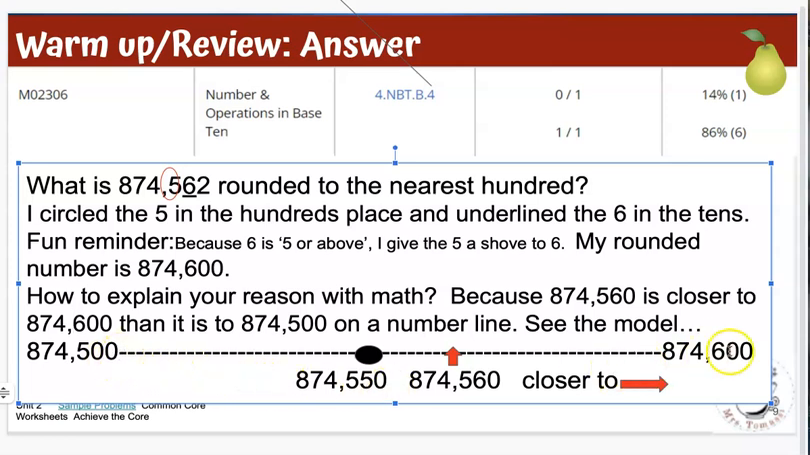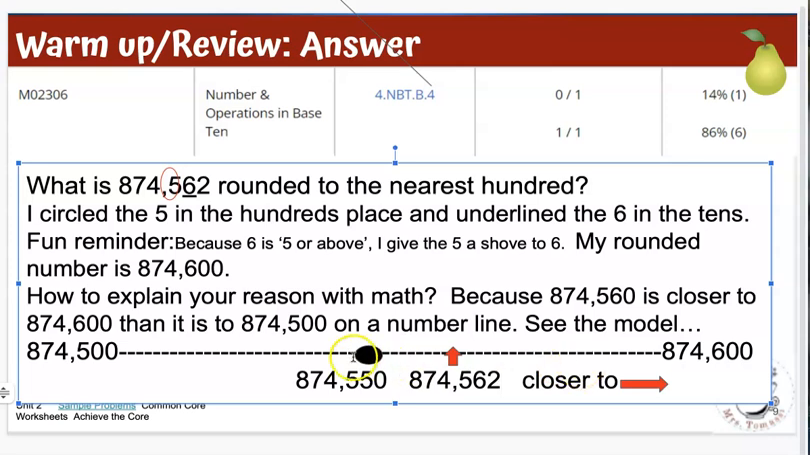Well, between 500 and 600 is 550, right? The 874 stays the same, but it's 550. So I put that in the middle of my number line. Well, then when I graphed 562, you see it's just a little bit to the right of the middle, which means it's closer to 874,600. So that's actually why when you go 5 or above, you give it a shove to the next highest place value, because on a number line, if you broke it up by the place value you're looking for, 500, 600, a number of 5 or above, you'd push up to 600.